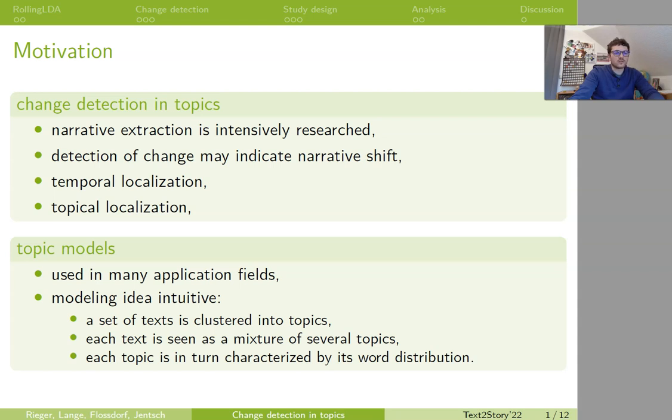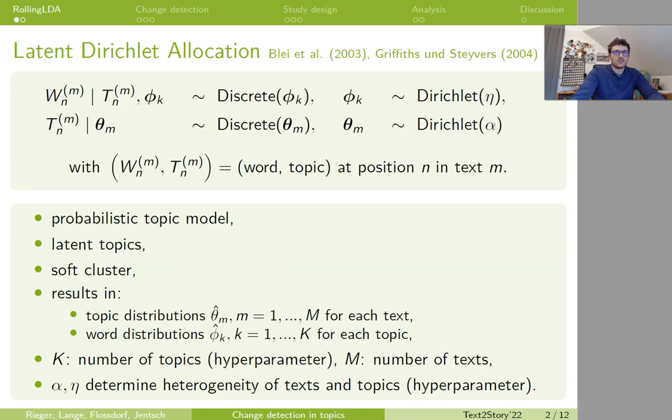A set of text is clustered into topics, whereas each text is seen as a mixture of several topics, and each topic is in turn characterized by its word distributions. This is fairly near to a human understanding of texts. In 2003, LDA was introduced by Blei and others for use on text data and has since been cited over 40,000 times. In this unsupervised model, we first think of a collection of texts as a corpus. Here, each text consists of so-called word tokens, W_nm, and all these tokens are understood as a bag of words within the text, so the order is not taken into account.